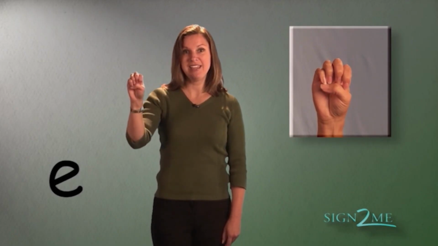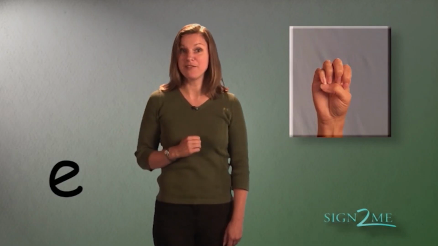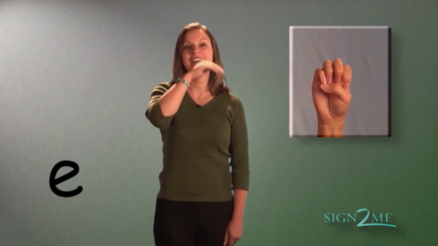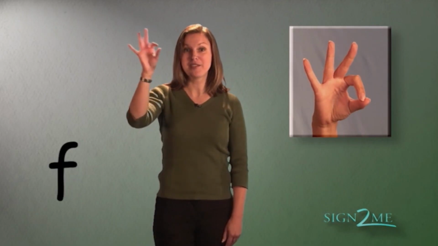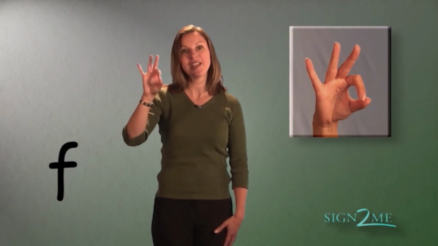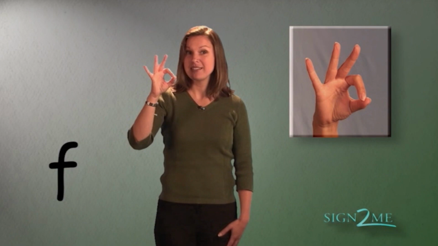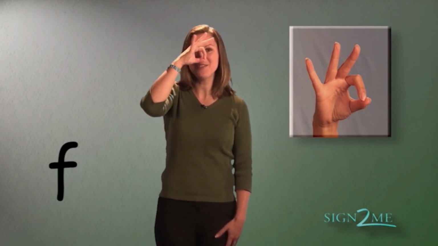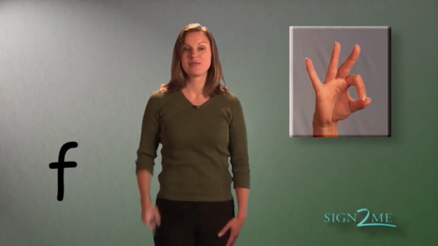For E, the fingertips rest on the thumb. E. To make the sign for elephant, your hand traces the shape of an elephant's trunk. Elephant. In the sign for F, the thumb and index finger touch each other, and the other fingers are splayed out. F. We keep this same hand shape for the sign for fox and twist it in front of the nose. Fox.